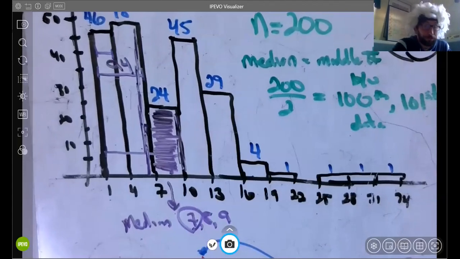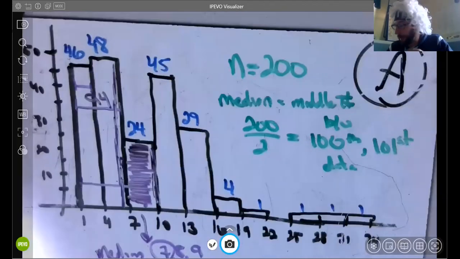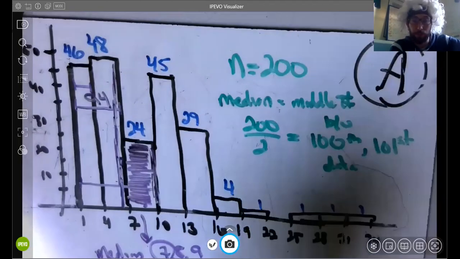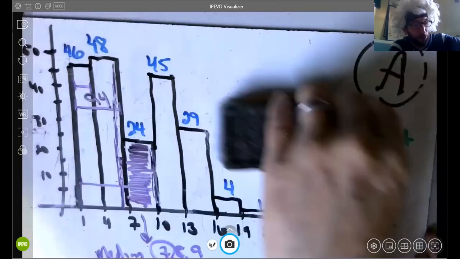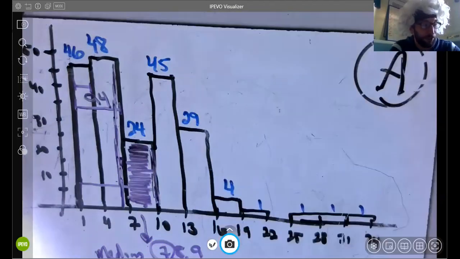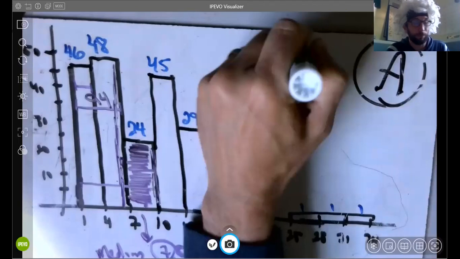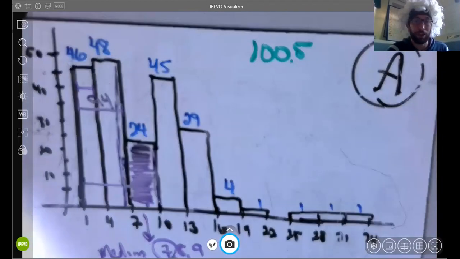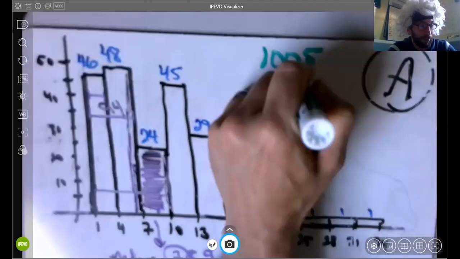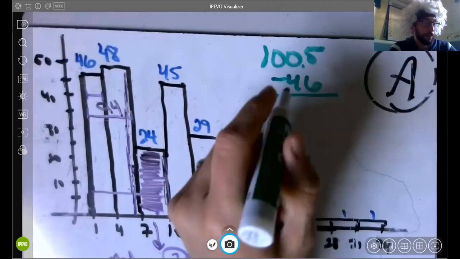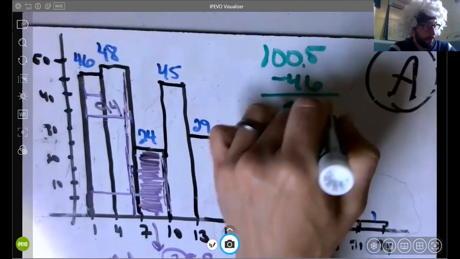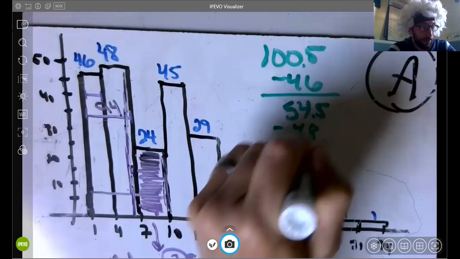Another way you could think about it, one thing one of my students taught me this year, is a different way to think about it, right? Starting with the same green, we need to find between the 100th and 101st data value, or essentially the 100.5th data value. So what one of my students did is they just started and subtracted this. Minus 46 gives me 54.5, right? And then minus 48 gives me 6.5.